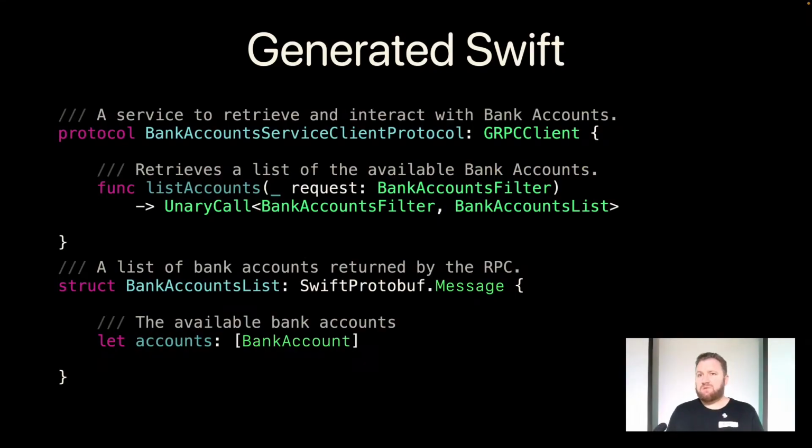The generated gRPC clients themselves are the same. It generates a protocol and a client implementation for you, and that should all look pretty familiar to us. The bank account service has a single method, exactly the same name that was in the protobuf code, that accepts a bank accounts filter type, which would be a struct, and returns a unary call handler that is specialized with the expected request and response types. You can see that it generates the bank accounts list response type as well, and the repeated list of accounts has been transformed into an array. It's all pretty clean.